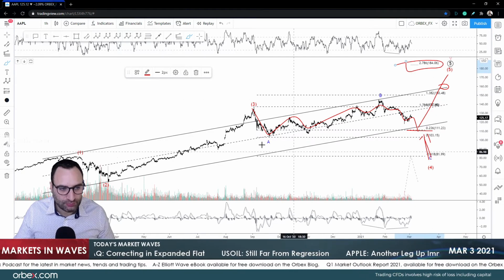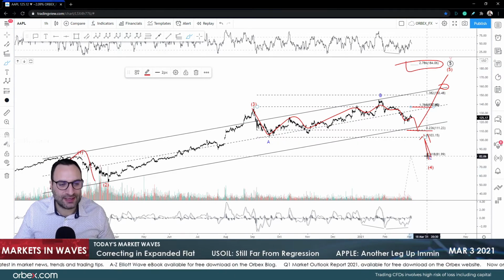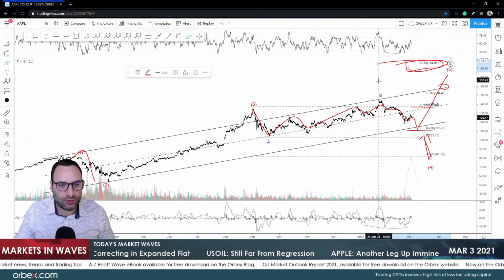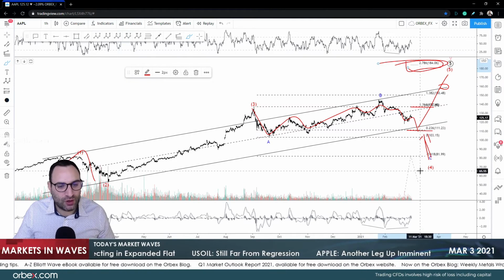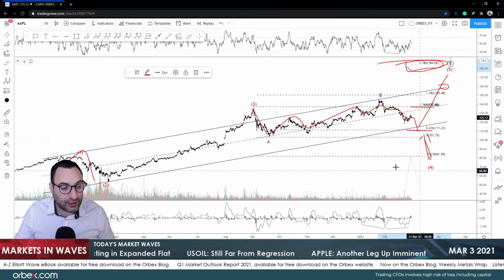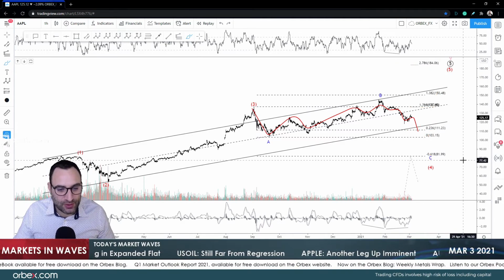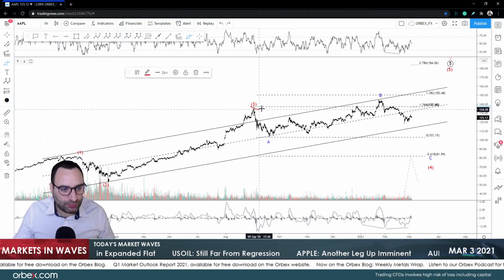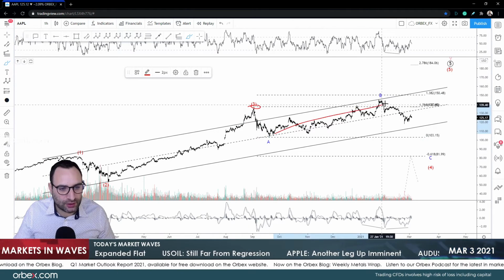Why? Because wave 3 of waves 1 and 2 ended at the 1.786 Fibonacci extension. So the guideline of equality says that wave 1 and 5 are equal when wave 3 is extended. So how is this an ending? How is this a head and shoulders? Well, wave 3 is the left shoulder.